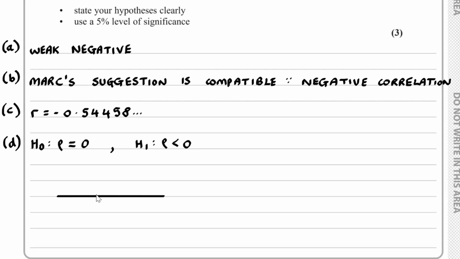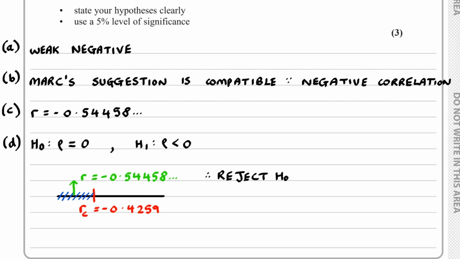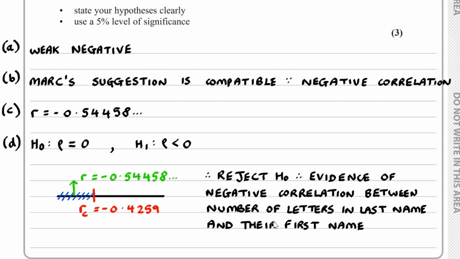So now let's draw a quick diagram to help with this question. We've got our critical value, RC, equals minus 0.4259. Everywhere here is where we would reject H0. Our value of R, we found this to be minus 0.54458, etc. We are in the region where we would reject H0, so we would reject H0. So we can conclude there's evidence of a negative correlation between the number of letters in the student's last name and their first name.